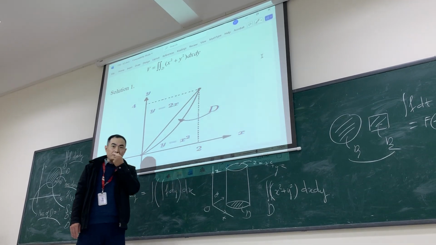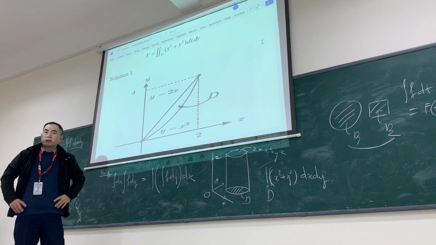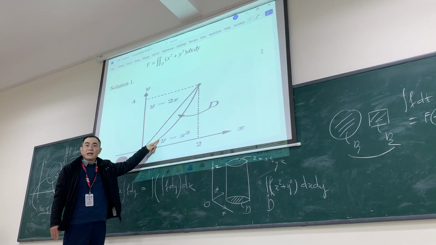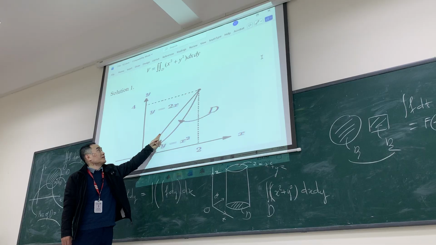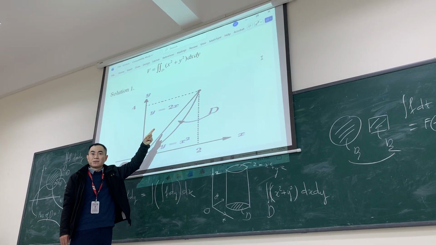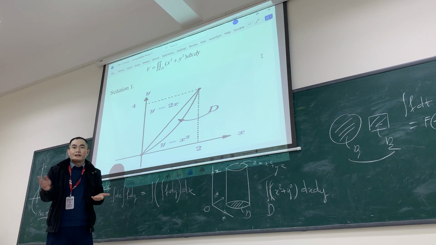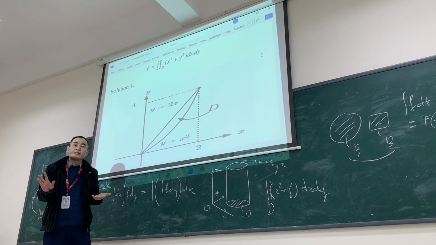Okay? To continue, you can find the lower function and the upper function. Now, you can see the lower function is y equals x squared and the upper function is y equals 2x. Okay? We can express D as type 1, so we can apply the iterated integral for that.